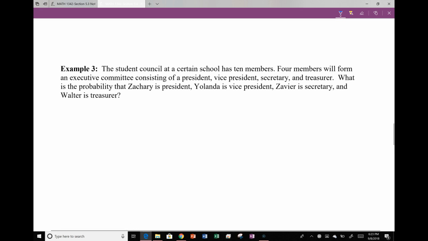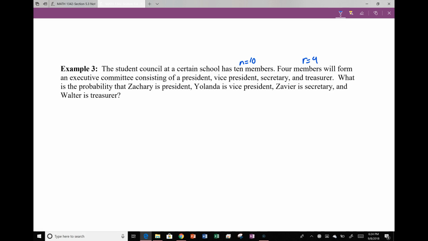Let's look at another example. The student council at a certain school has 10 members. So that's our N. 4 members will form an executive committee consisting of a president, vice president, secretary, treasurer. So our R is 4, and this has an order because we have president, vice president, secretary, treasurer. What is the probability that Zachary is president, Yolanda is vice president, Xavier is secretary, and Walter is treasurer?